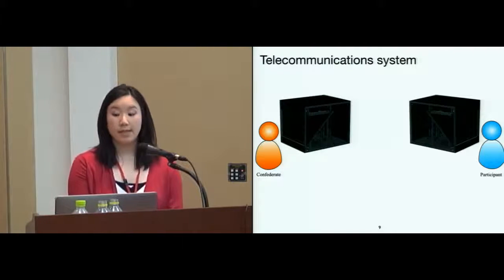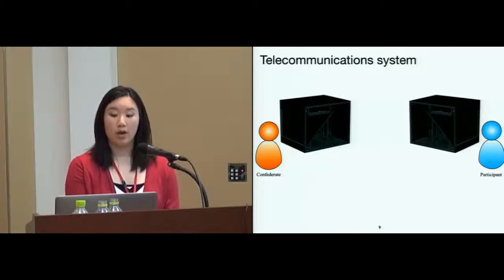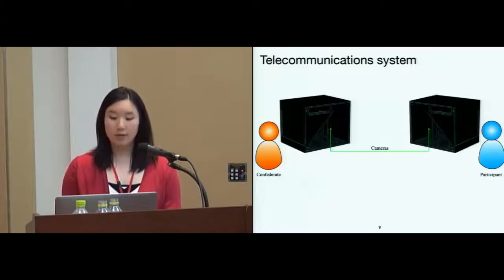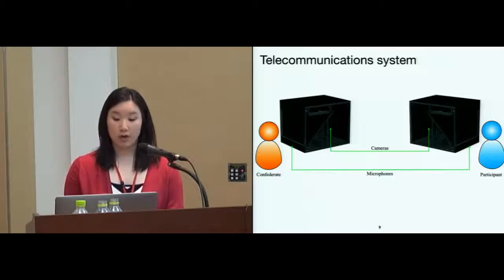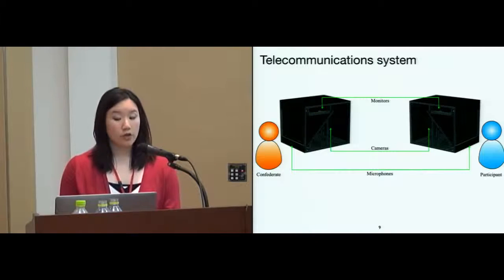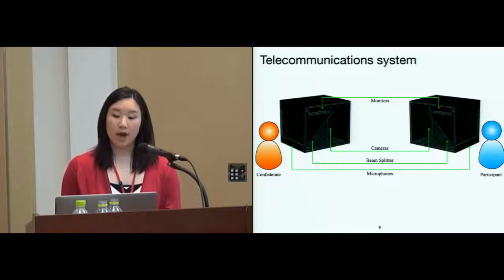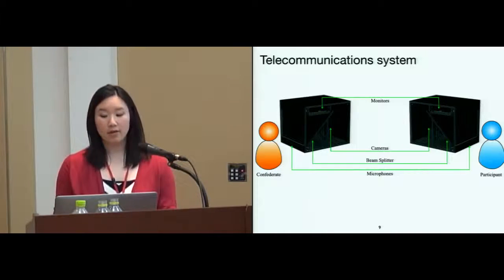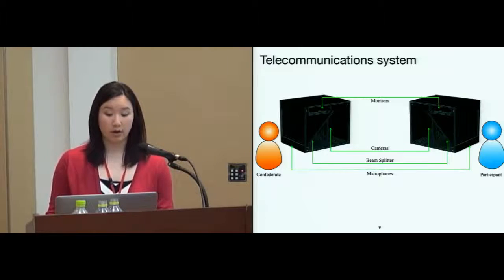We built a custom-designed telecommunication system to enable our participants to converse with a Confederate-controlled avatar. The participant and Confederate sat in different rooms. So to communicate, they used these black boxes, which contained cameras, microphones, and monitors. Unlike a traditional video conferencing system, we used beam splitters and placed the cameras at eye level so that participants and the Confederate could make eye contact with one another.